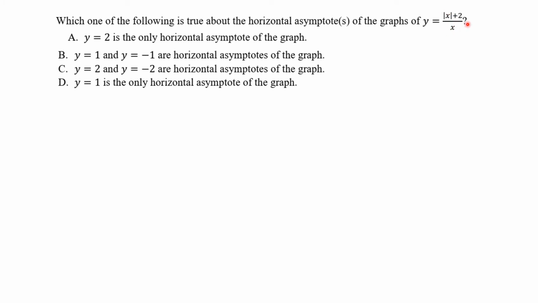If the degree of the denominator is equal to the degree of the numerator, then the horizontal asymptote will be the leading coefficient of the numerator divided by the leading coefficient of the denominator.